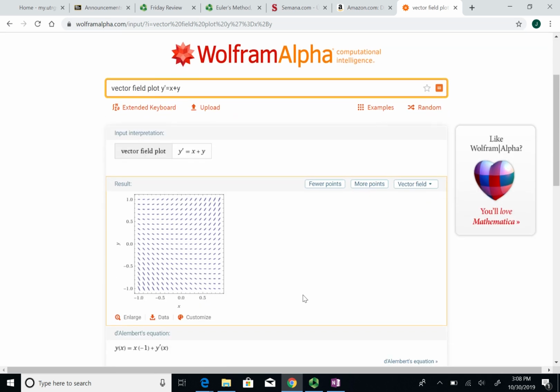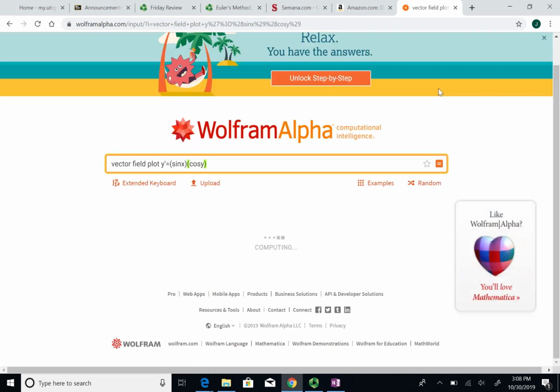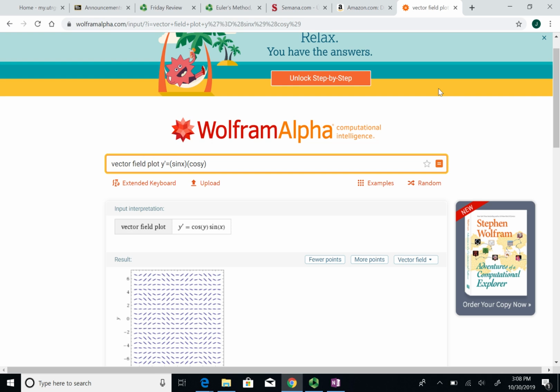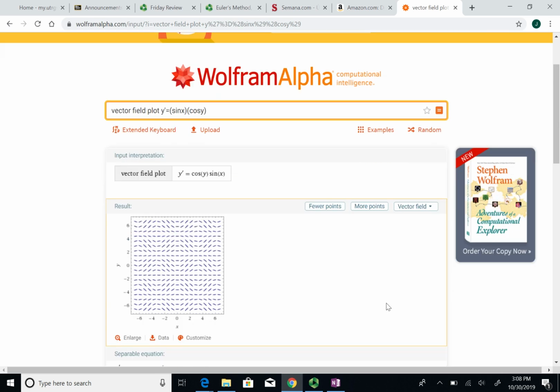So you can get it. So which one do we have here? We have sine of x times cosine of y, right? Sine of x, cosine of y. And we go here, and that's the graph we have, right?